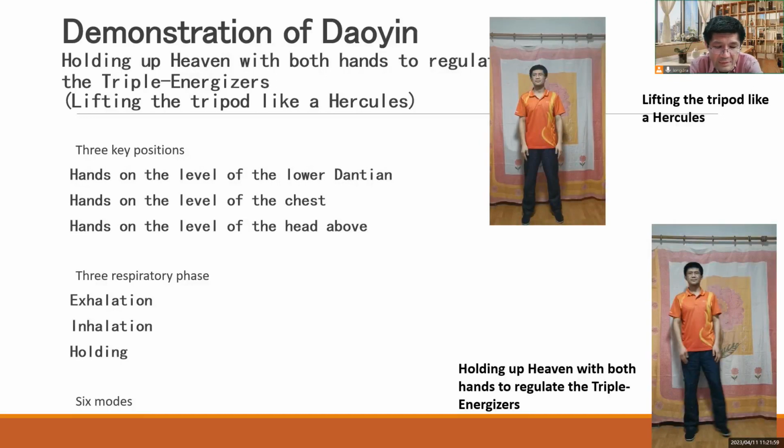If the movement path of the hand from the lower dantian to the chest is accompanied with breathing in, the remaining two actions combined with the remaining two breathing phases will make two modes. If the action of the hand from the lower dantian to the chest is accompanied with breathing out, two modes are obtained again. And then if it is accompanied with holding the breath, still 2 new modes are obtained, so there are totally 6 operation modes.